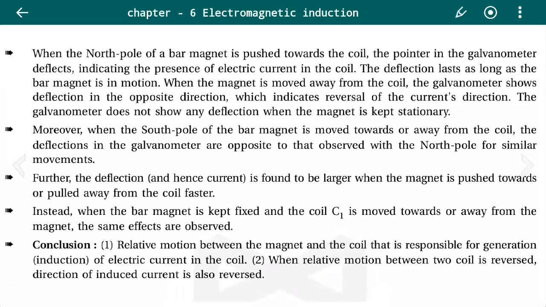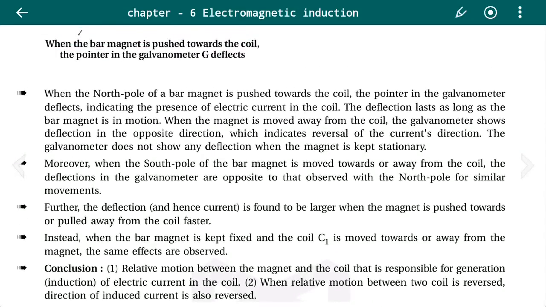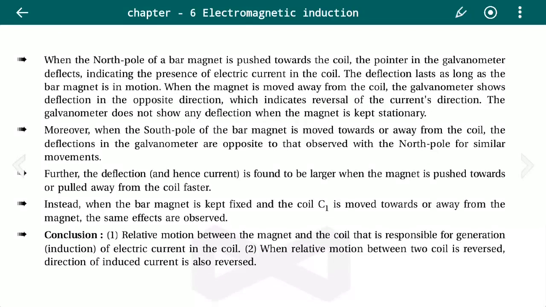Further, the deflection and hence current is found to be larger when the magnet is pushed towards or pulled away from the coil faster. So if you speedily take the magnet near to the coil or speedily take the magnet away from the coil, then the deflection will be larger, showing the greater current, or lesser, showing the lesser current.